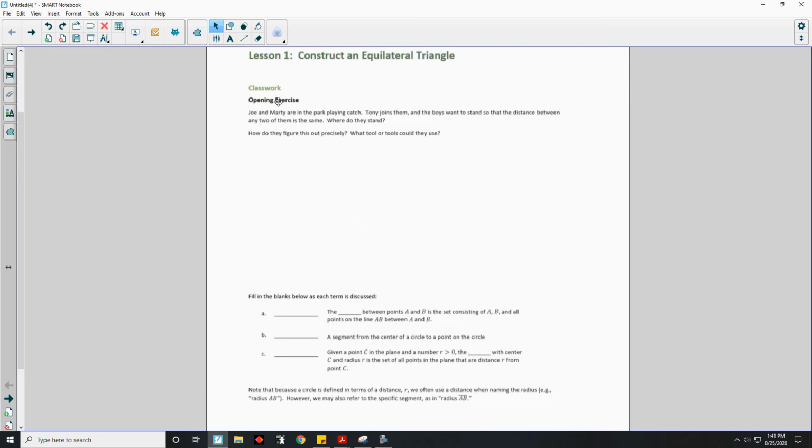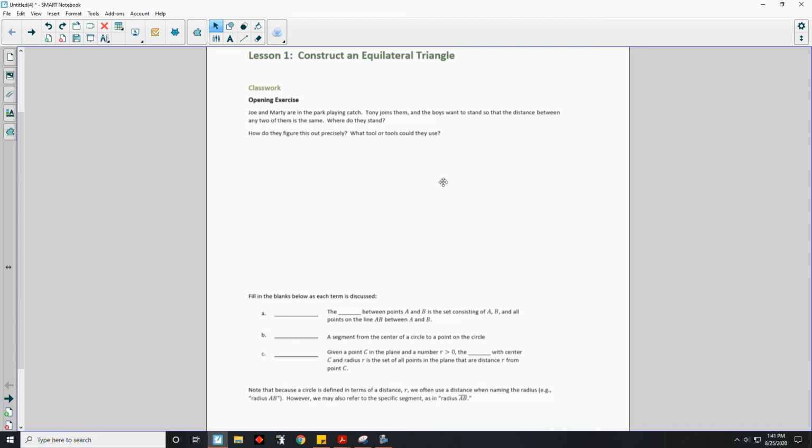Lesson 1, opening exercise. Joe and Marty are in the park playing catch. Tony joins them, and the boys want to stand so that the distance between any two of them is the same. Where do they stand? How do they figure out precisely? What tool or tools could they use?